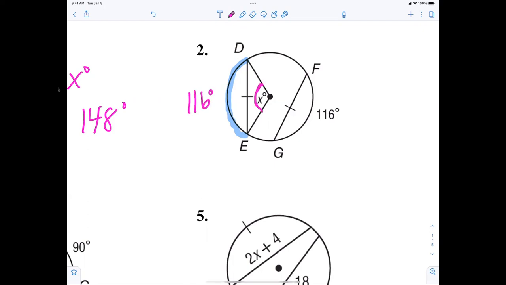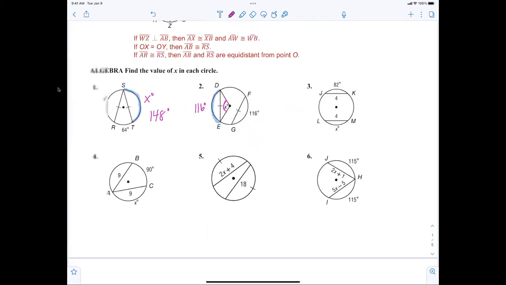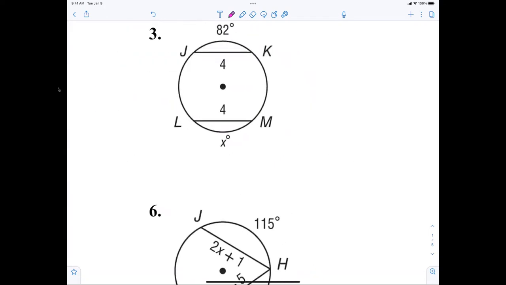This is referred to as a central angle. That central angle is the measure of the arc. So that's how they got 116. Anybody having problems with that? Anybody? All right, let's take a look at number 3. How much? 82 degrees, correct. The chords are both 4. Therefore, the arcs are equal.